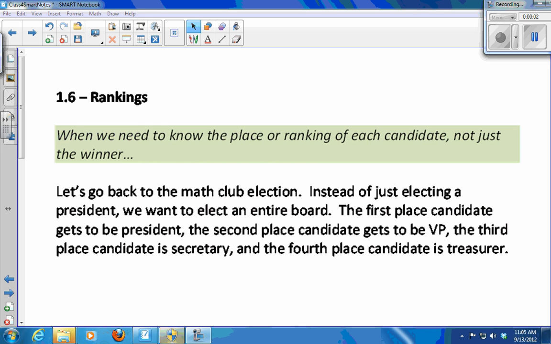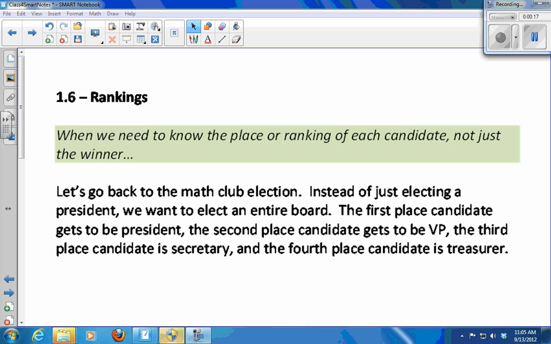We're going to talk about section 1.6, which is rankings. So this is what you do when you're voting, and the order of the finishing matters. We need to know the place of each candidate and not just the first place winner.